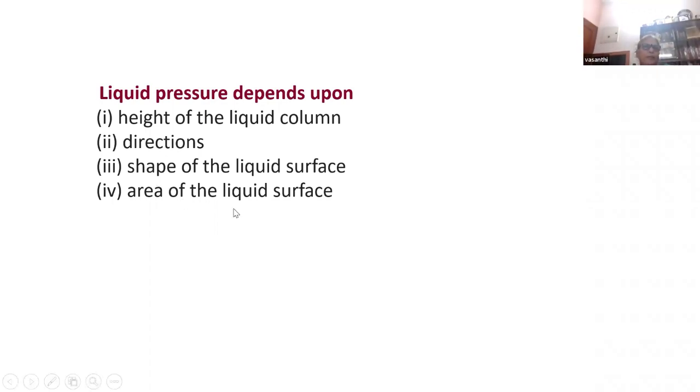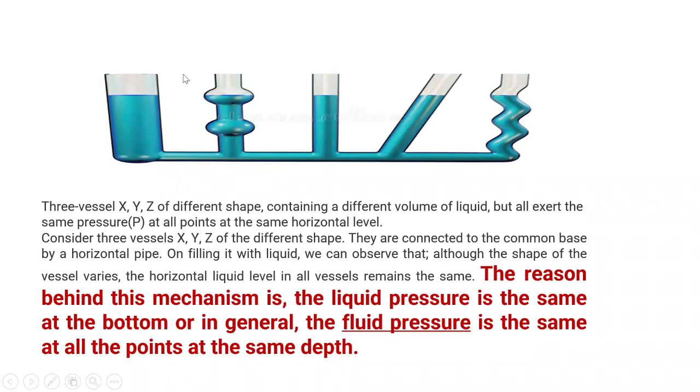Does it depend on the shape? Area of the liquid surface? This is called what? Hydrostatic paradox, isn't it? Yes, so the volume of liquid in these, they're all connected. So the different amount of liquid occupying different limbs, the height is the same. So that's what we proved, isn't it?